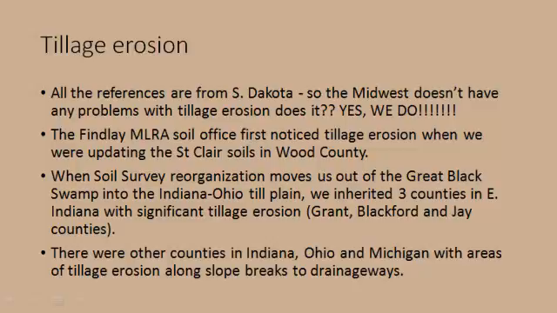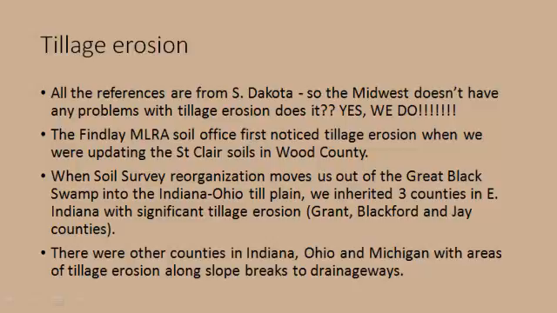Well, we got reorganized and moved off of the Great Black Swamp onto the Indiana-Ohio till plain, where we inherited 3 counties from eastern Indiana with significant amounts of tillage erosion. That's Blackford, Grant, and Jay counties. They've got Glenwood soils on 2 to 6% slopes with severe erosion and significant amounts of clay material plowed up into the topsoil over the years. There are also other counties in Ohio, Indiana, and Michigan, and nearby states where we have tillage erosion along those slope breaks to the drainage ways.